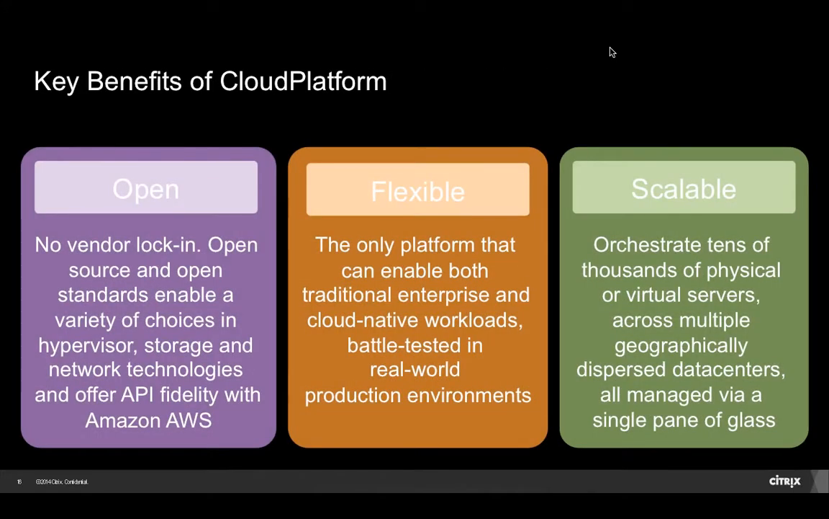So what are the key benefits? No vendor lock-in. I've already mentioned Cloud Platform being based on the Apache Software Foundation open source product of CloudStack. It's open source, open standards, and you have a variety of choices, which I talk about in the next slide. The API fidelity with Amazon AWS all goes into this no vendor lock-in. You've got that API fidelity, so you can use some of the native tools that you already use with Amazon with your own internal clouds.